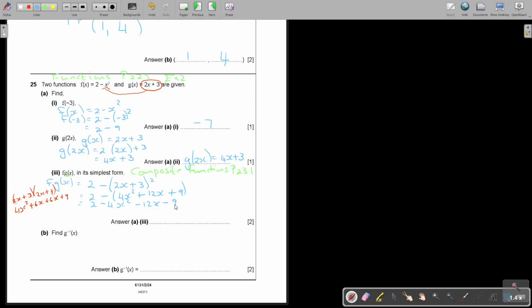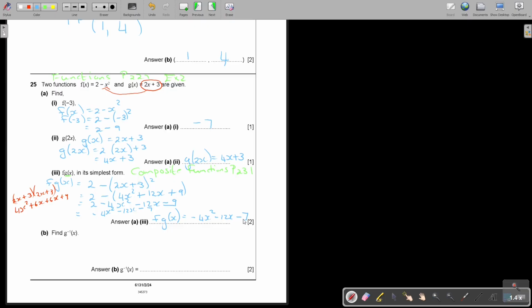If you wanted to do this short way, you could have just squared the first one and then multiplied the two with each other. So 2x times 3 was then 6x times 2, it's 12x, and then square the last one. But I think for safety, rather do it like that. And then you can just simplify negative 4x squared minus 12x, and then negative 9 plus 2 is negative 7. So f(g(x)) is going to be negative 4x squared minus 12x minus 7.